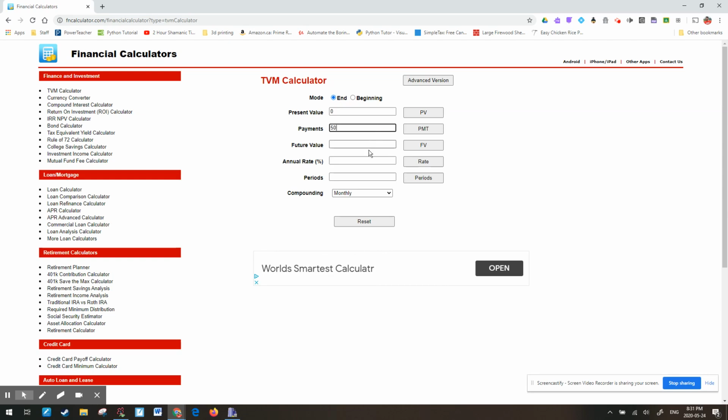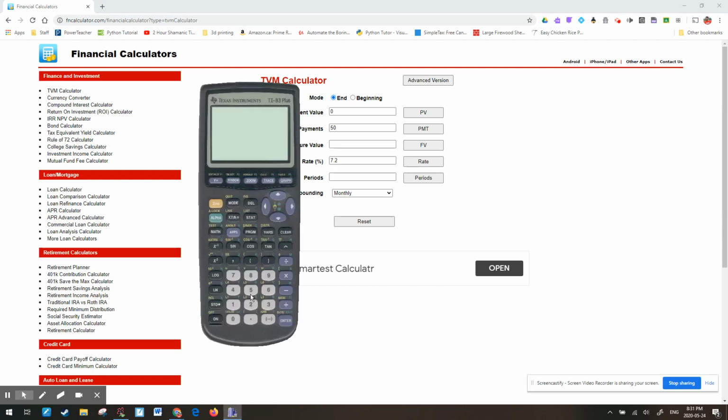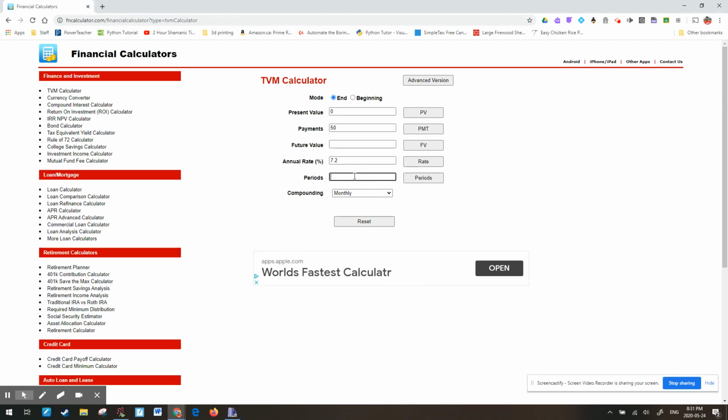Future value, it's what I want. I don't know. Annual interest rate: what was it? 7.2, I think I said. 7.2. Periods: this is where I'm going to have to do a little bit of calculation. There are 52 weeks in a year and I'm doing it weekly, so it's going to be 52 times 20, which I can do in my head. That would be 1,040. Is that right? Yeah, 1,040. So number of periods is 1,040, and the compounding is weekly.